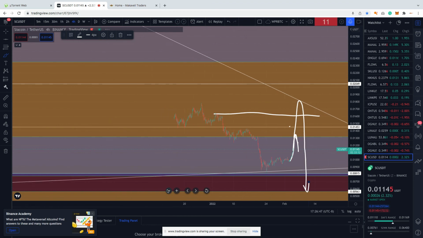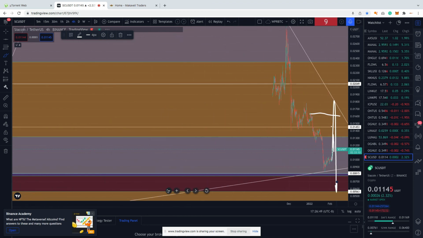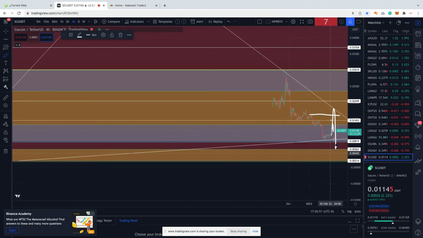I see that instead, from where we are is a big buy support area that could take price all the way up instead of down.